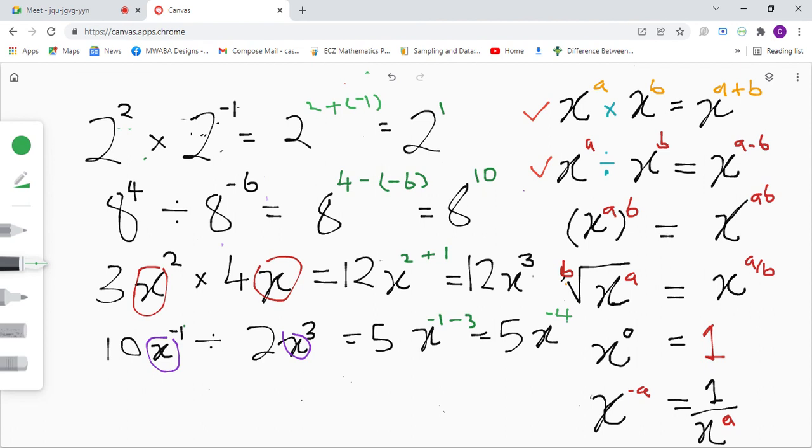One more thing to notice is whenever you don't have the same bases, do not apply these rules. You always have to have the same base for these rules to work.